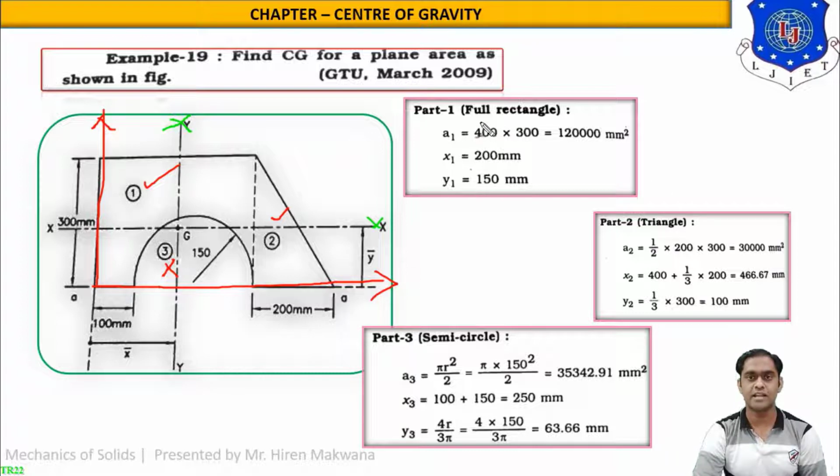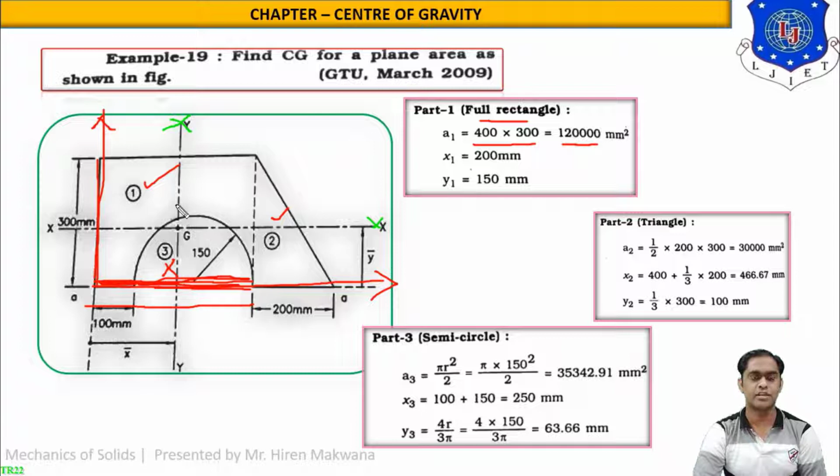Let us start with the part number 1, which is full rectangle. So for the area of the rectangle, it is 300 cross 400, because this width is 100 and the diameter, you can see from the figure, radius is 150, so diameter will be 300. So this total distance will be 300 plus 100, 400. So 400 into 300 will be 1,20,000 mm square.